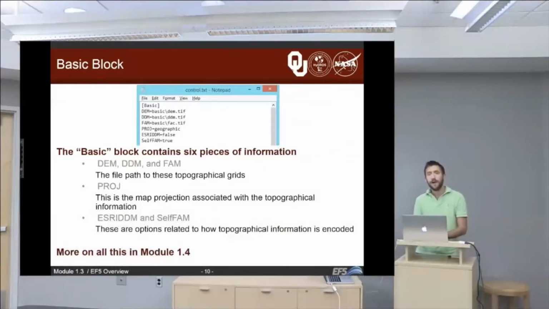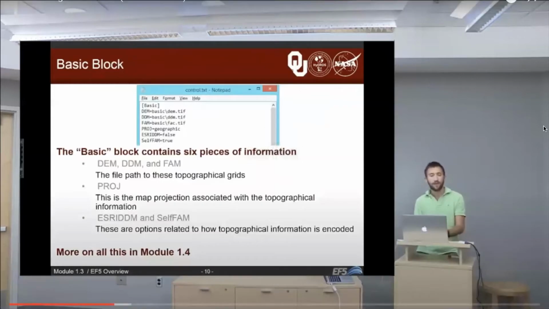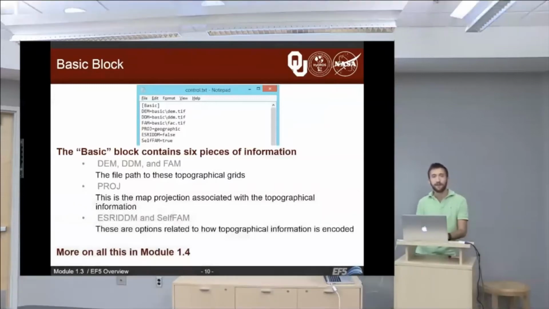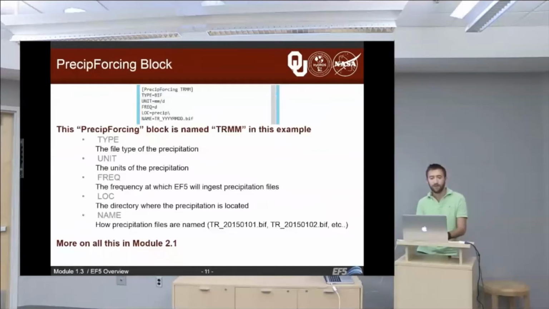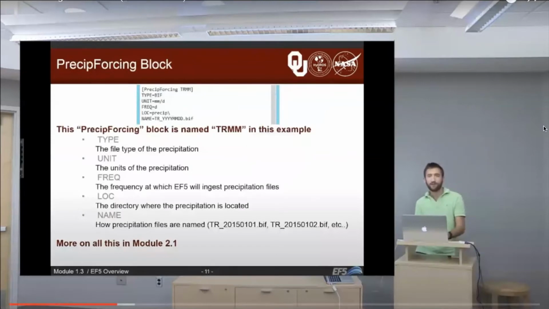El Esri DDM o el self-FAM son opciones relacionadas a la información topográfica, y esta es cómo se codifica esta información. All of this is in Module 1.4 and also in the EF5 README file, which is available as part of the training package. The primitive forcing block in this example is named TRMM, and this block consists of information about the type, structure, and location of the precipitation forcing.